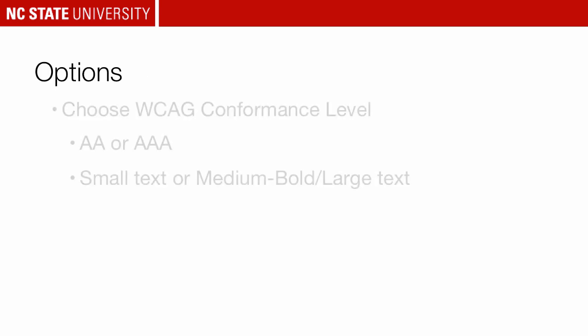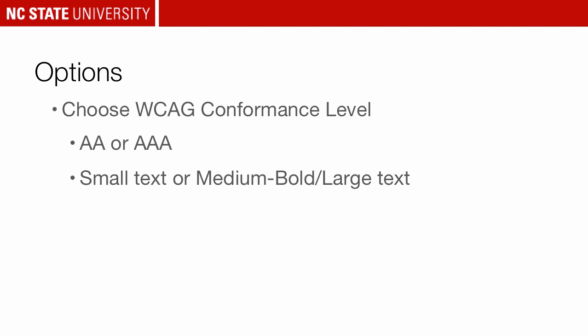There are a couple of options you can choose when doing your analysis. First, you can choose which WCAG 2 conformance level you want to use. Do you want to use AA or AAA? Additionally, you can choose whether you want to use the small text or the medium bold large text color ratios.